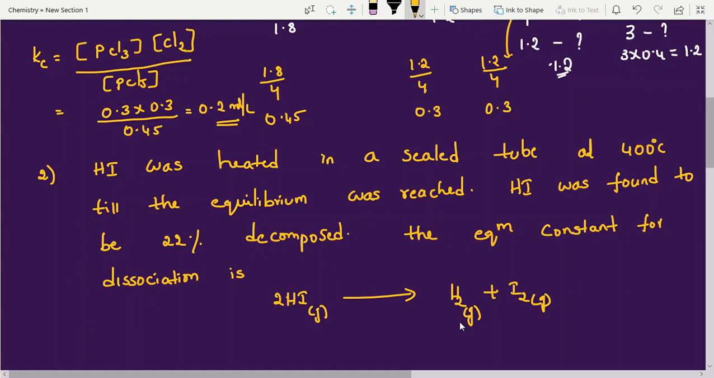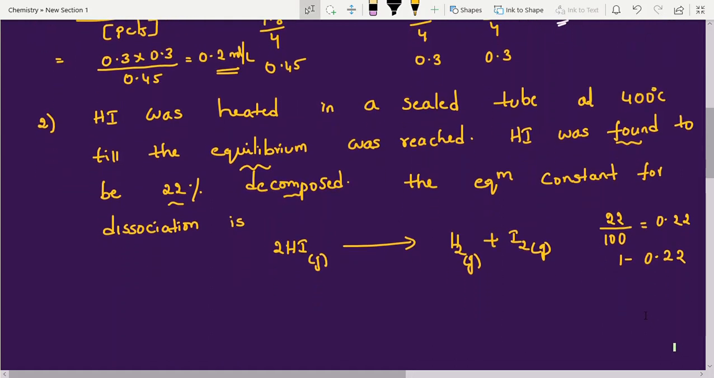Now equilibrium was reached. HI was found to be how much dissociated, students? Decomposed 22%. So 22% means 22 by 100. How much? 0.22. Right, 0.22. So this is for what? 1 mole. This is for 1 mole. 1 mole 0.22. So now students check it.